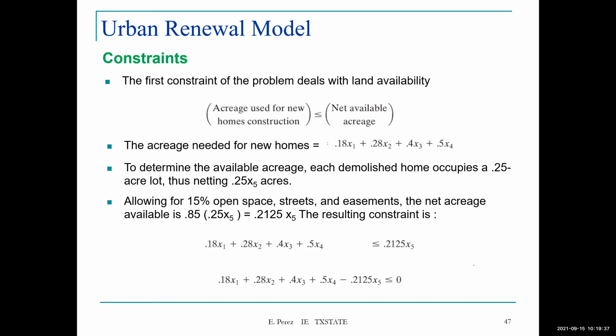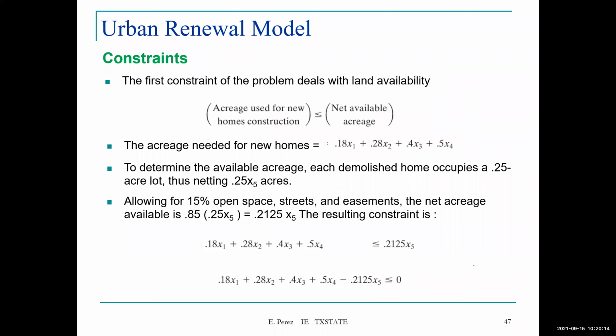So we're going to be multiplying that amount times this to get the resulting amount, which is 0.2125 x5. So every time you demolish a home, this is the amount of acreage that you're going to gain for homes. So the resulting constraint is going to be equal to the summation of this space that you need to build new homes, and that has to be less than or equal to the space that you're going to create by demolishing those old homes.